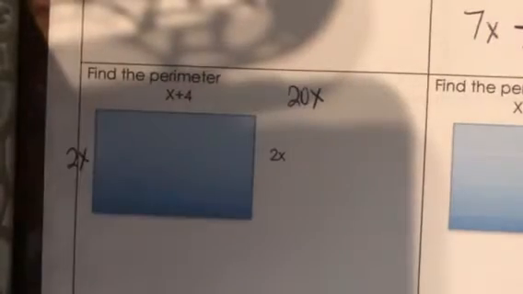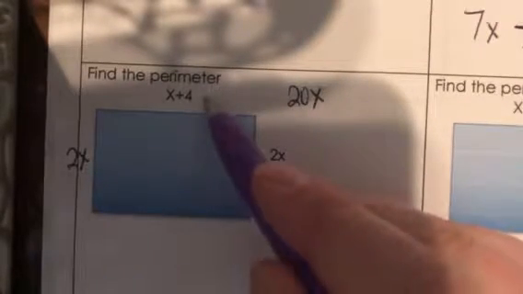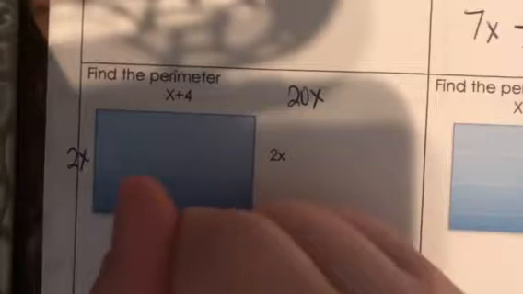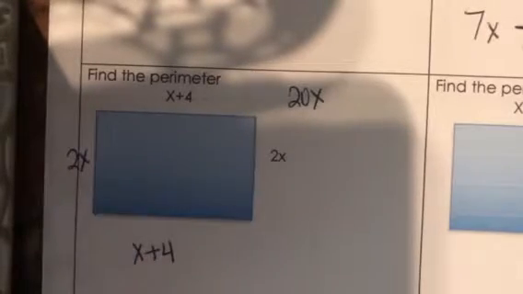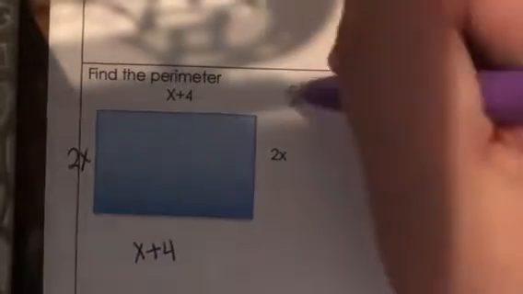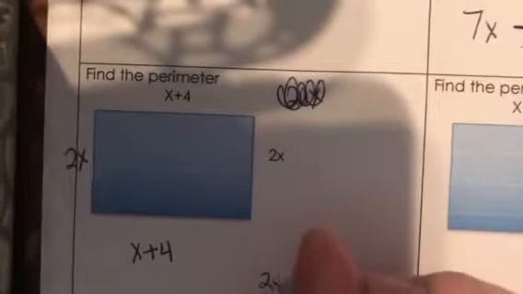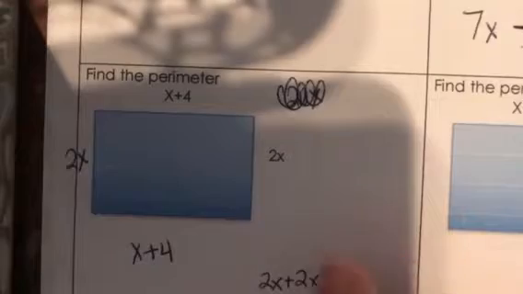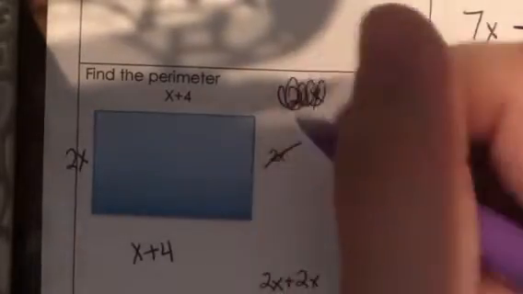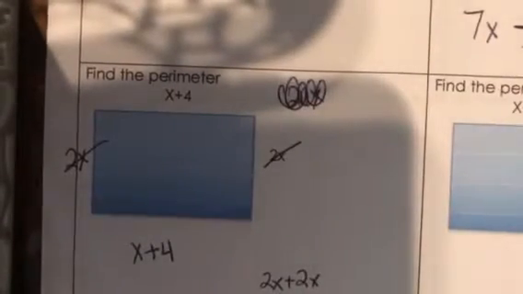So, for our perimeter problems, remember, perimeter means that you add up all of the sides. If this side is 2x, this side is 2x. If this side is x plus 4, this side is x plus 4. You're going to add them all up. So, 2x's and 2x's. That's 4x's. I've used this side, this side.